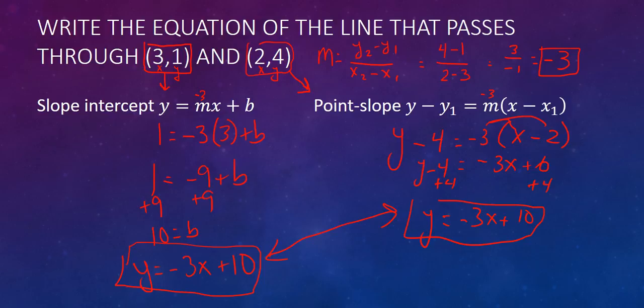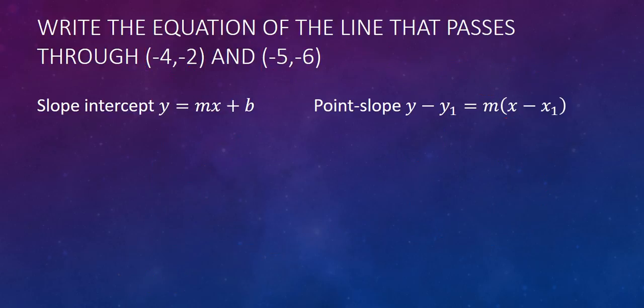So we just have one more example to try. Same process, write the equation of the line that passes through (negative 4, negative 2) and (negative 5, negative 6). So pause the video here and try this one on your own.